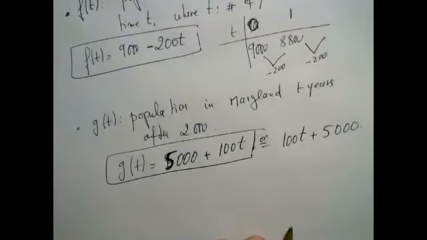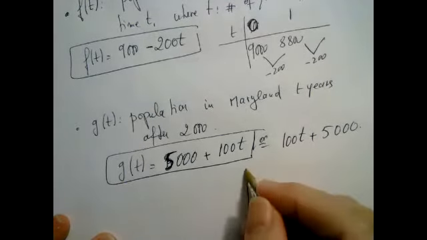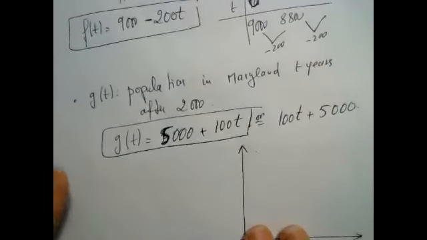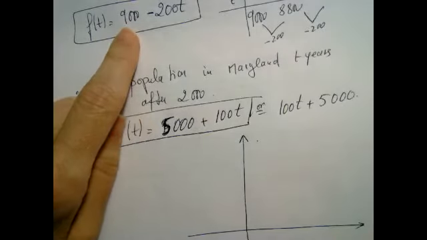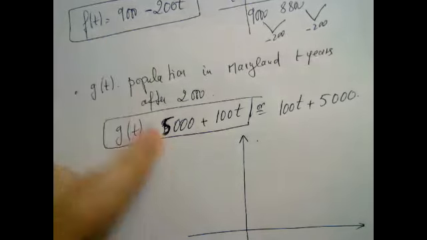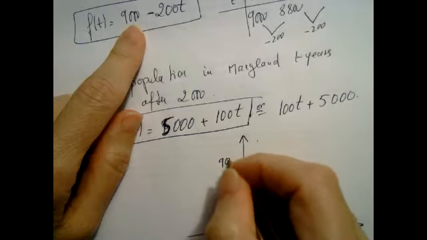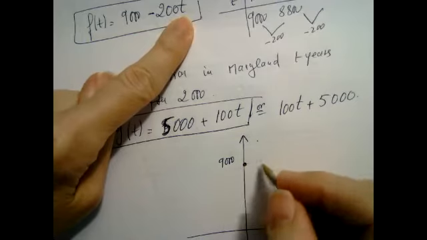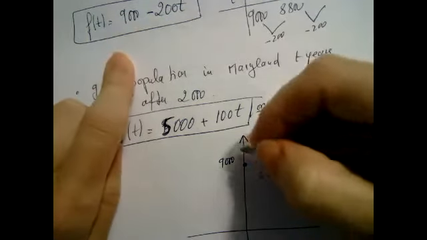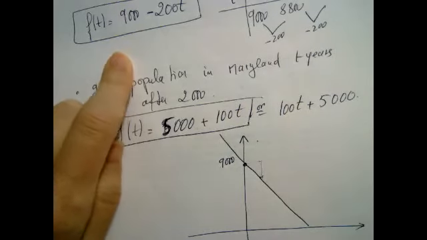So let us do a graph. Let's understand this problem totally graphically. Okay, all right, I'm gonna sketch two graphs. I want to sketch the graph of the population in New Jersey, and then I'm going to sketch the graph of the population in Maryland. In New Jersey, it started at 9,000. And every unit of time it's going down by 200. So the population is going like that.